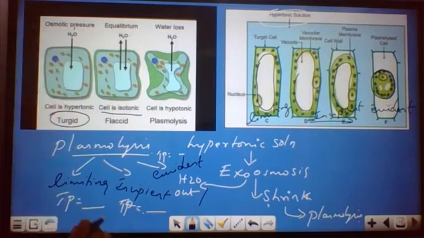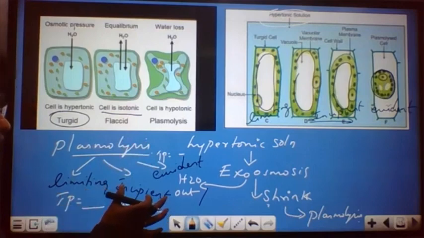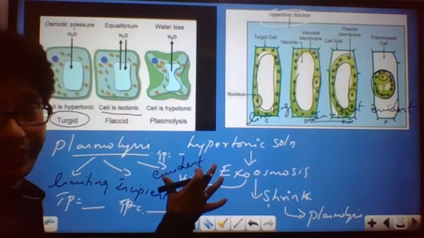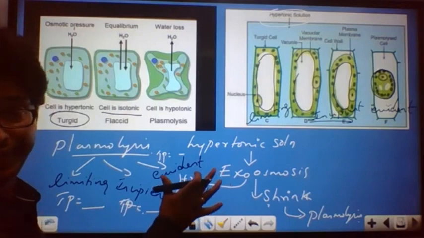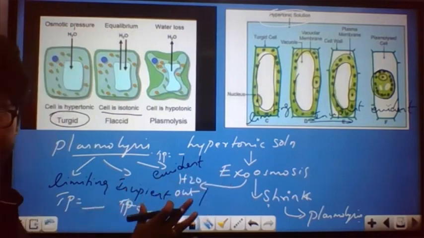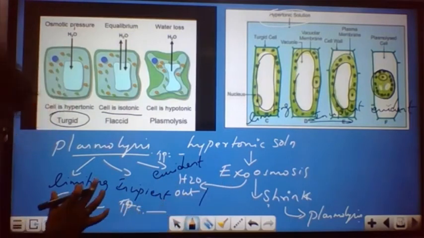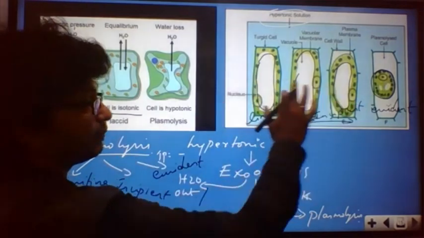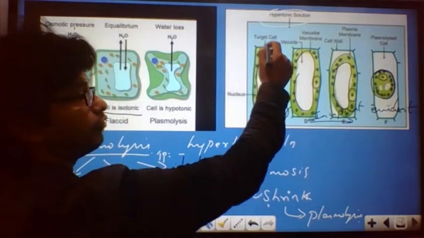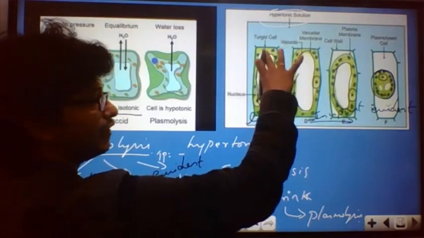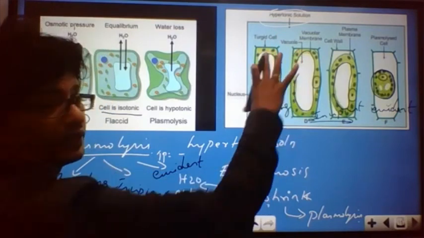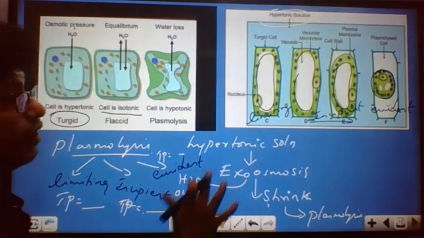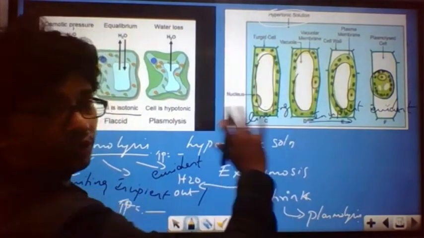So Kodai Priya, I tell you, plasmolysis is of three types. We have limiting plasmolysis, incipient plasmolysis, and evident plasmolysis. In limiting plasmolysis, the plasmolysis is about to take place. You won't see much reduction in the size of the vacuole or the protoplasm. It's not about to shrink.